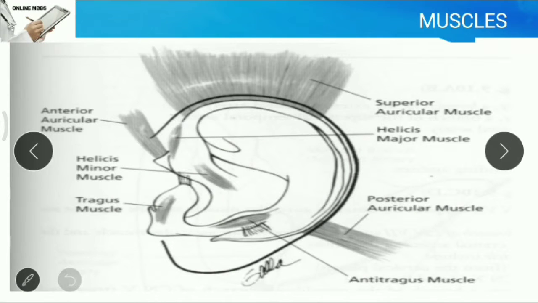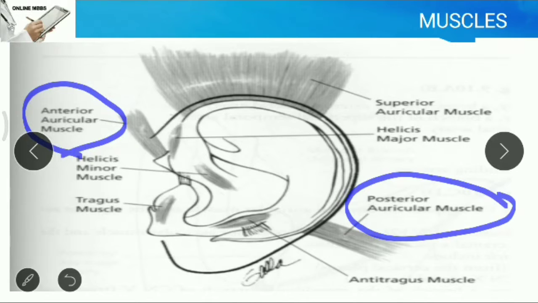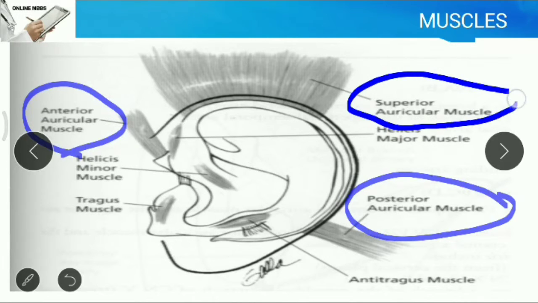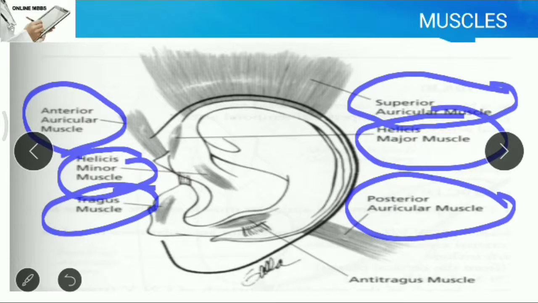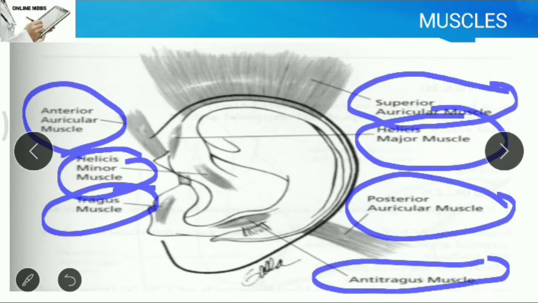Now, the muscles of the pinna or auricle. You can learn them in an easy way: there are 3 auricular muscles. One is the anterior auricular muscle, then the posterior auricular muscle, and the third one is the superior auricular muscle. And 2 helicis muscles, that is the helicis minor muscle and the helicis major muscle. And one tragus muscle and one antitragus muscle. So altogether 7 muscles.